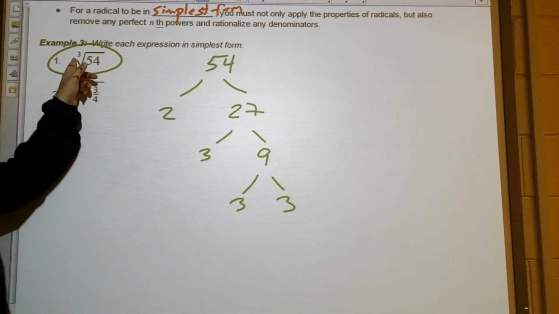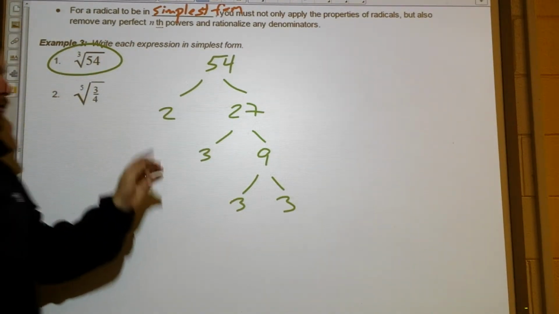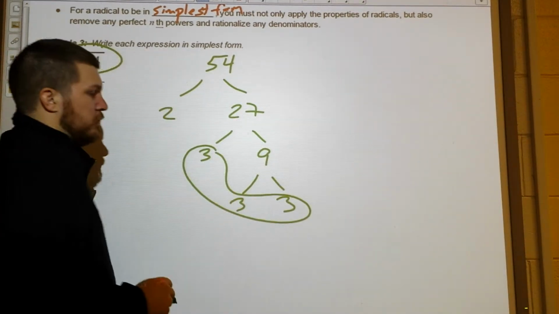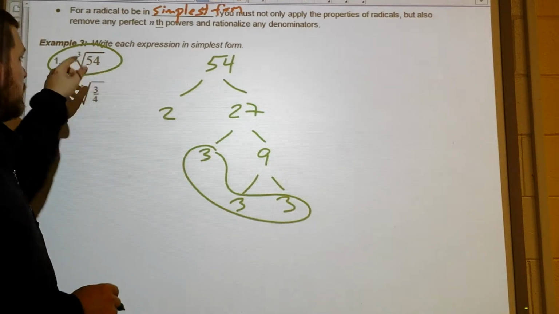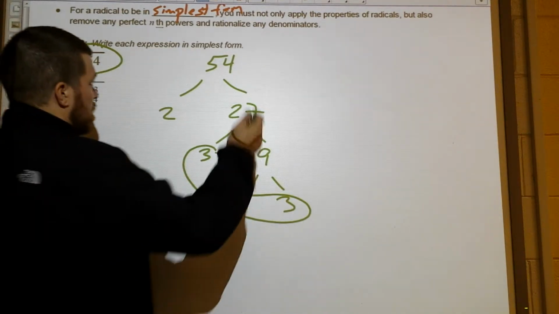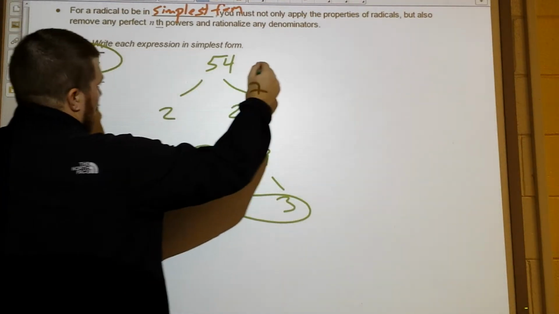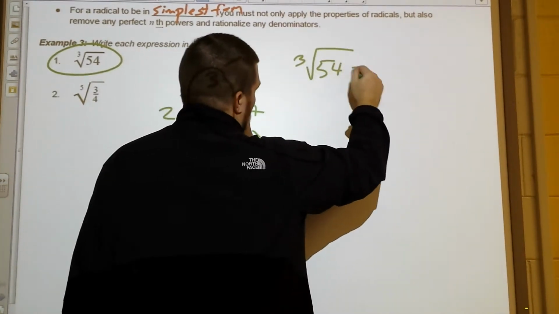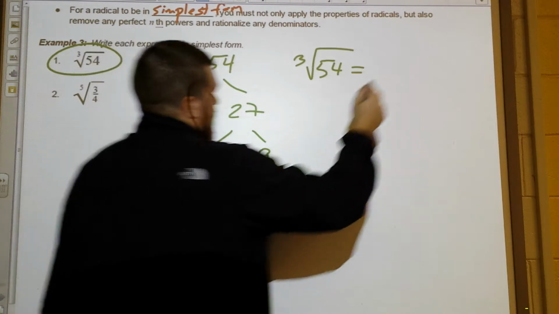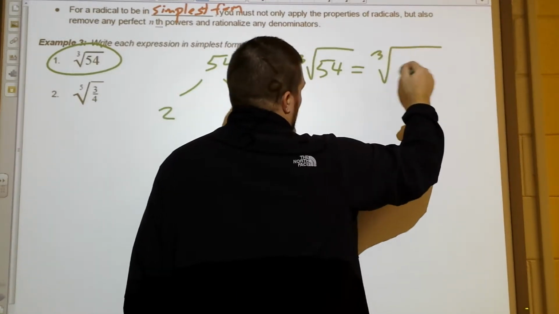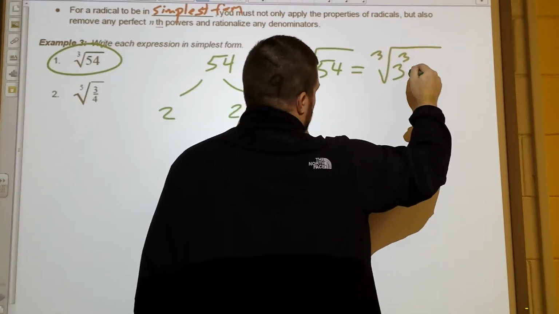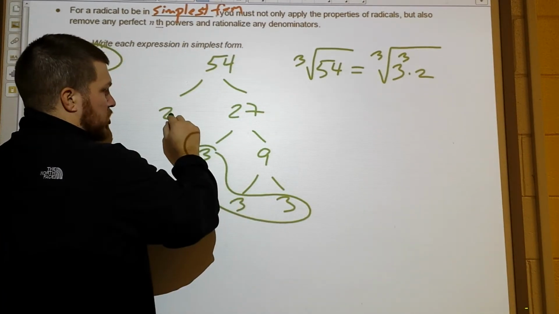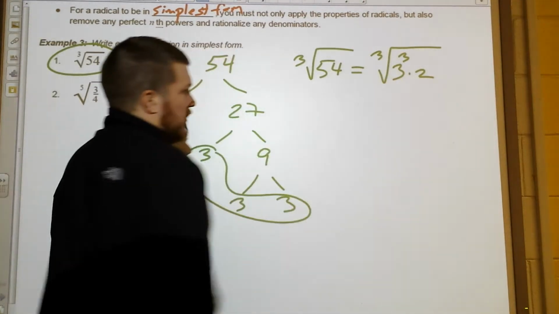Since my index was 3 in my example, I want to look for 3 of a kind. Since I have 3 of a kind, I need power 3 to bust out of jail. So I can rewrite the problem I started with, the cube root of 54, as the cube root of 3 to the third power times 2. It's 3 to the third power because I had 3 of them, and 2 just because I had 1 of them.